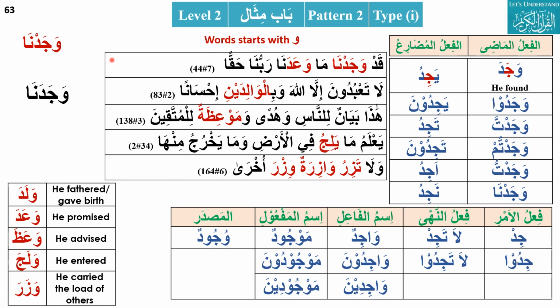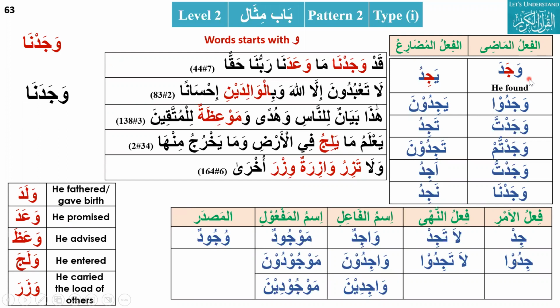What is the meaning of Misal? Misal means similar, and the first letter here is Waw, and in this pattern the Haraka is Zabar Zer. Let's fit here Wa'ada. Wa'ada means? Wa'ada, he promised.